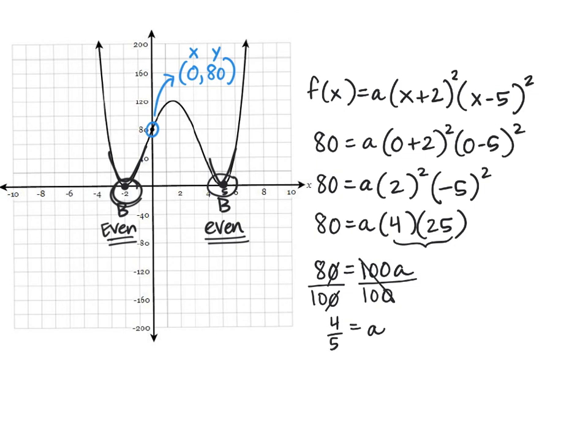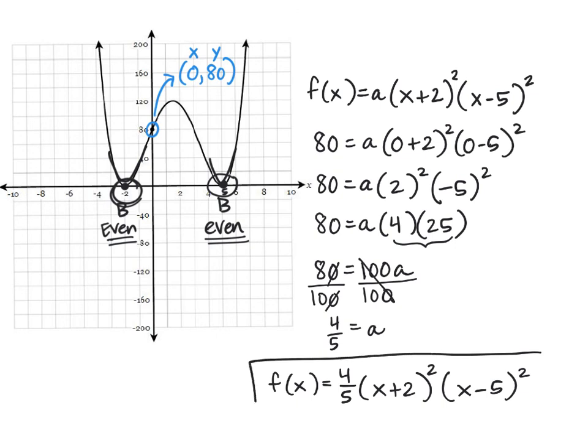If you wanted to write 4/5 as a decimal, you could. And in Delta Math and on an exam, you could write your a value as a decimal if you're more comfortable with that. I'm going to keep mine as a fraction. So I get f of x equals 4/5 x plus 2 squared x minus 5 squared. And again, that was just my original equation that I started with up here. But I just replaced my a value with the number that we found.